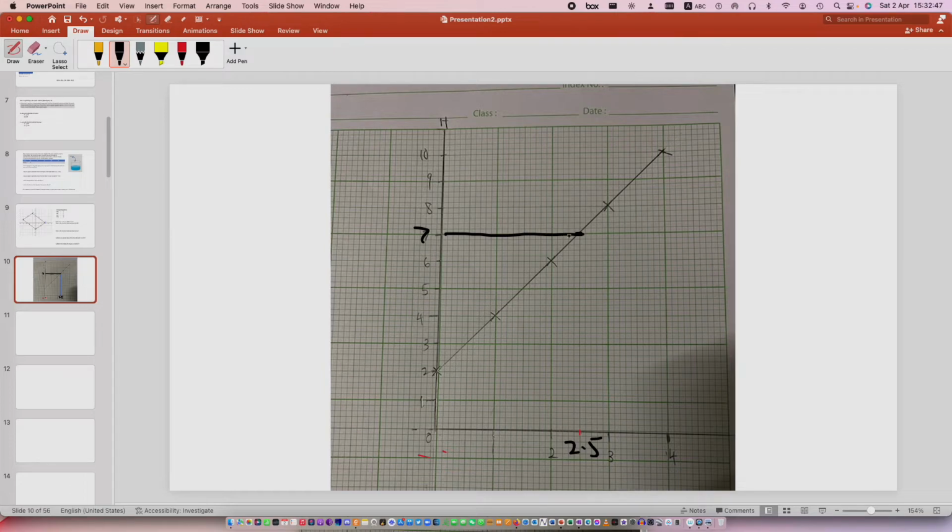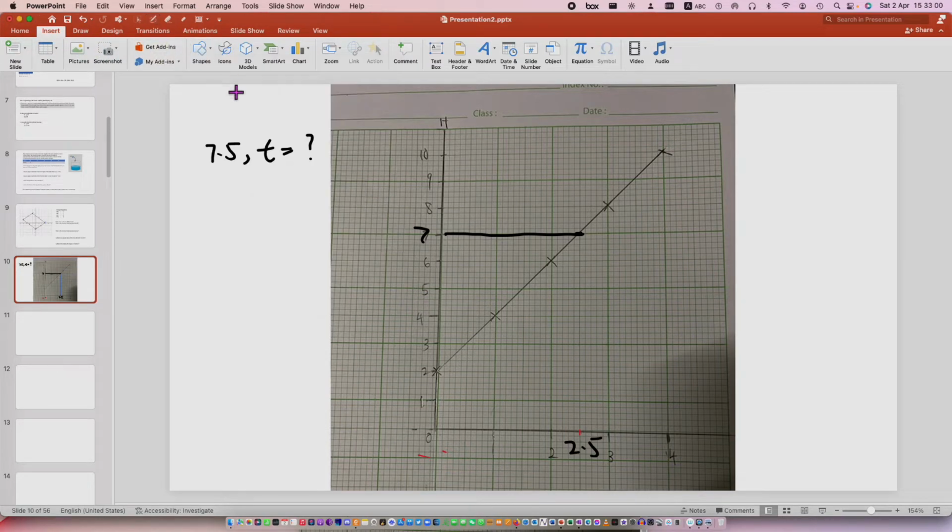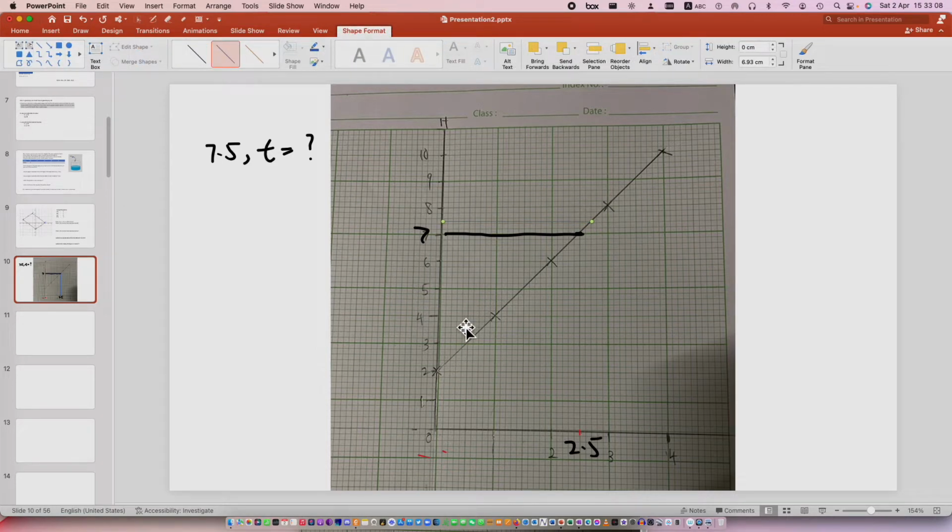Use your ruler, okay? Then now the question asks, when it's 7.5, what is your T, right? So you go to your 7.5. You have 7.5 in between the 8, right? So you insert a line. When you insert a line, you use a ruler. Okay. Somewhere here. And then you come down.